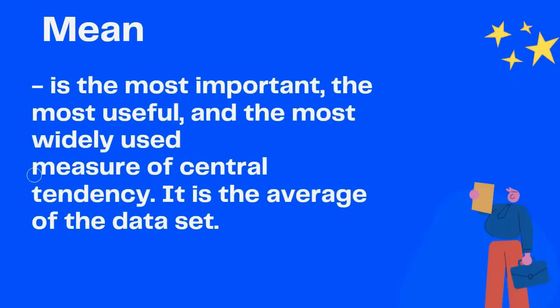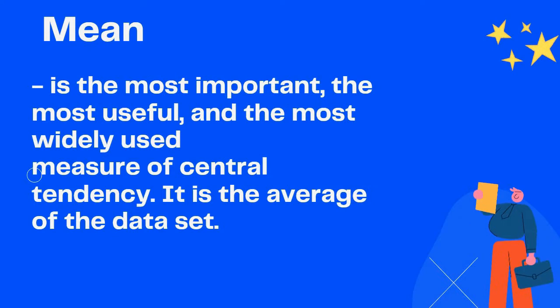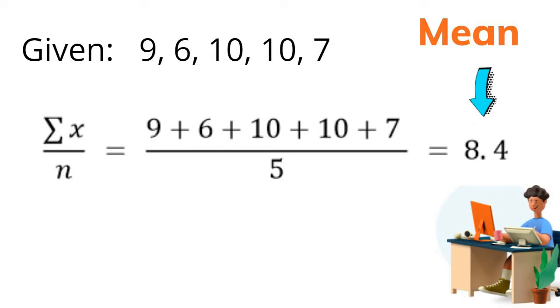So let's take up the mean. Mean is the most important, the most useful, and the most widely used measure of central tendency. It is the average of the data set. So let us have an example. Given this ungrouped data, take note that when we say ungrouped data, this is the set of data, basically a list of numbers. So we have here a list of numbers containing 9, 6, 10, 10, 7.